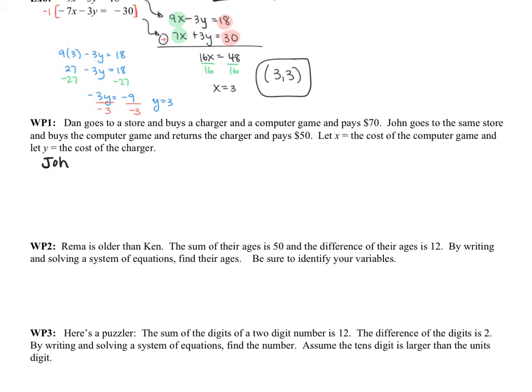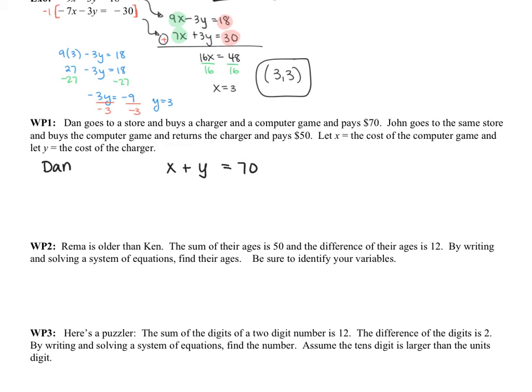Dan is buying both items. So Dan's cost, which is $70, is going to be the result of adding the cost of the computer game, which we called x, and the cost of the charger, which we called y. Because if he brings both of these items up to the cashier, they would add both of these items together, and this is the price that Dan had to pay.